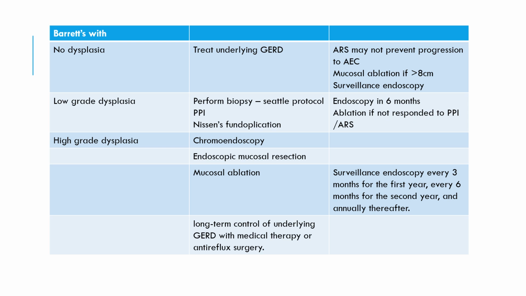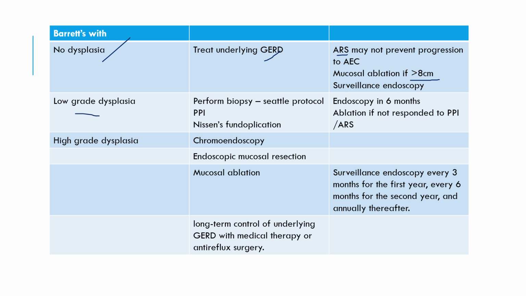So what is the management of Barrett's with no dysplasia? You treat the underlying GERD. You give proton pump inhibitors. You can make the patient undergo an anti-reflux surgery, but it does not prevent the progression to adenocarcinoma. You have to know that. Or you may do a mucosal ablation if it's more than 8 centimeters, if it's a large segment, and surveillance endoscopy yearly.